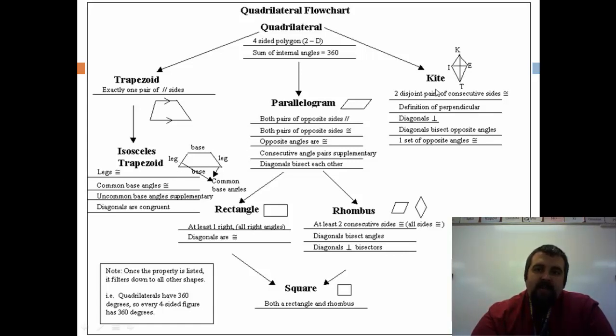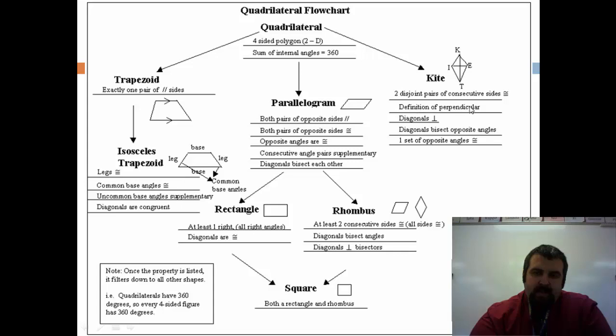The kite, there's 5 things that happen. However, I didn't call it 2 disjoint pairs of consecutive sides. I said 2 consecutive sides are congruent. Disjoint means here that they can't be overlapping. So I couldn't, in this case here, have segment ET be congruent to segment IT and segment IT be congruent to segment KI and say, hey, I have 2 pairs of consecutive sides being congruent. It has to be disjoint, which means no overlap. So the bottom 2 sides could be congruent to each other, and the top 2 sides could be congruent to each other, but the top sides and the bottom sides cannot be congruent.